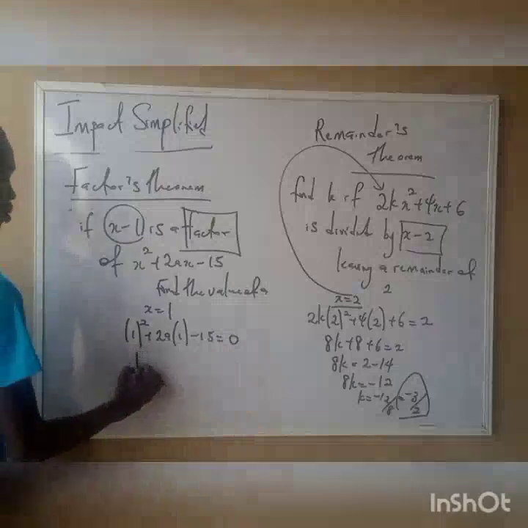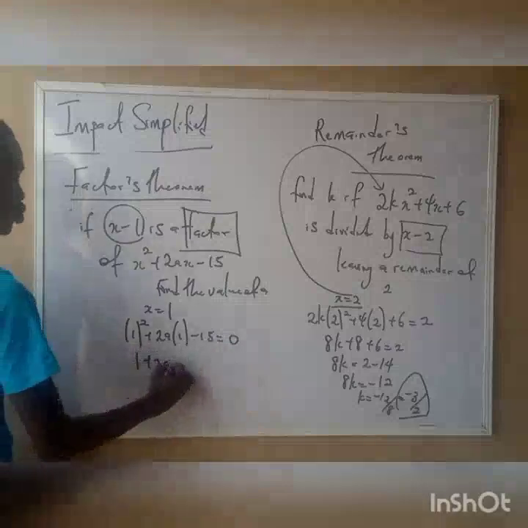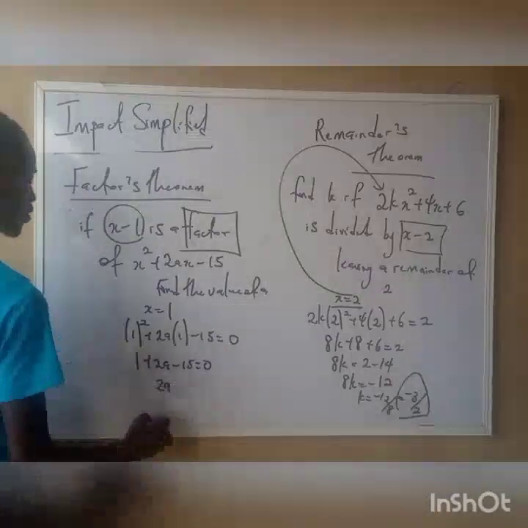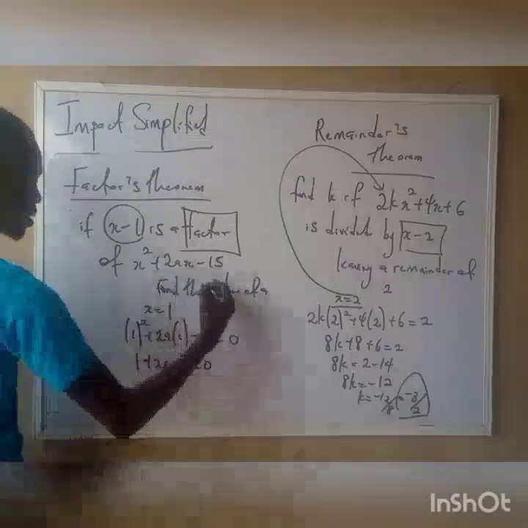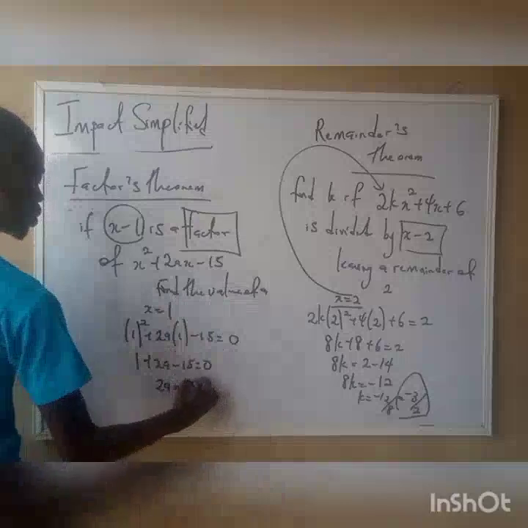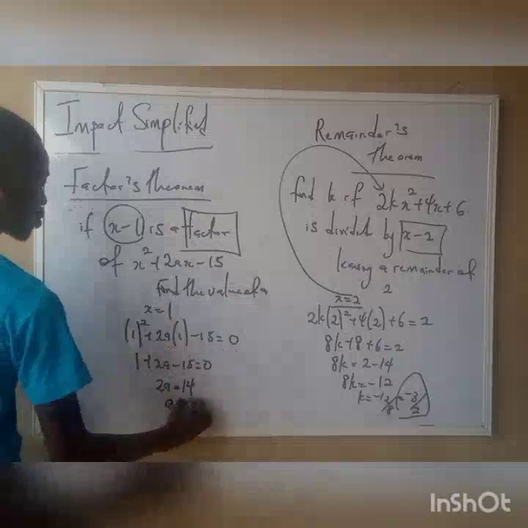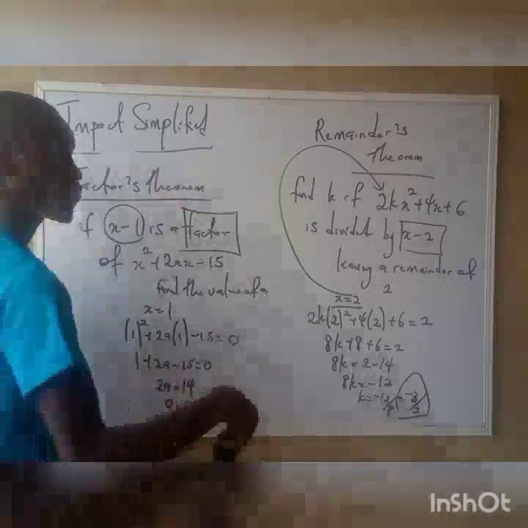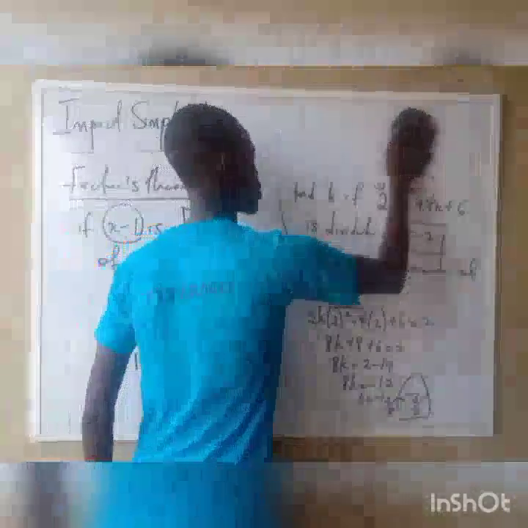And what do we have here? We have 1 plus 2a minus 15 is equal to 0. And this will give us 2a minus 14. Minus 14 will come to the back. What do we have? We have 14. And what is your a? Your a is 7. And that is how we solve for a using the factor theorem.